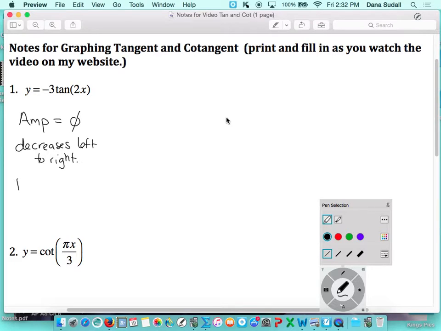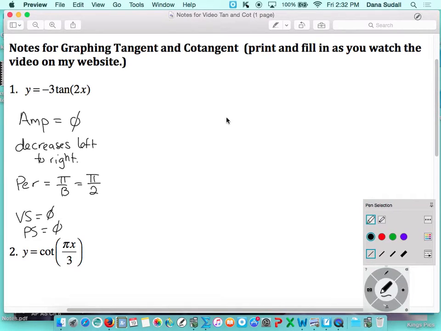The period would be pi divided by b, which is going to be pi divided by 2. So the period is pi over 2. There's no vertical shift for this one because there's no number added or subtracted at the end. There's no phase shift for this one because there's nothing added or subtracted inside the parentheses.